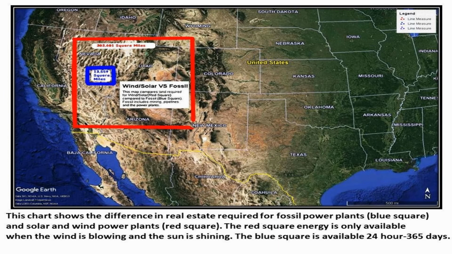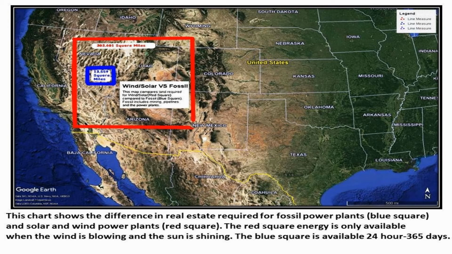This chart shows the difference in real estate required for fossil power plants in the blue square and solar and wind power plants in the red square to satisfy the energy needs of the entire United States. The red square energy is only available when the wind is blowing and the sun is shining. The blue square is available 24-hour, 365 days per year.